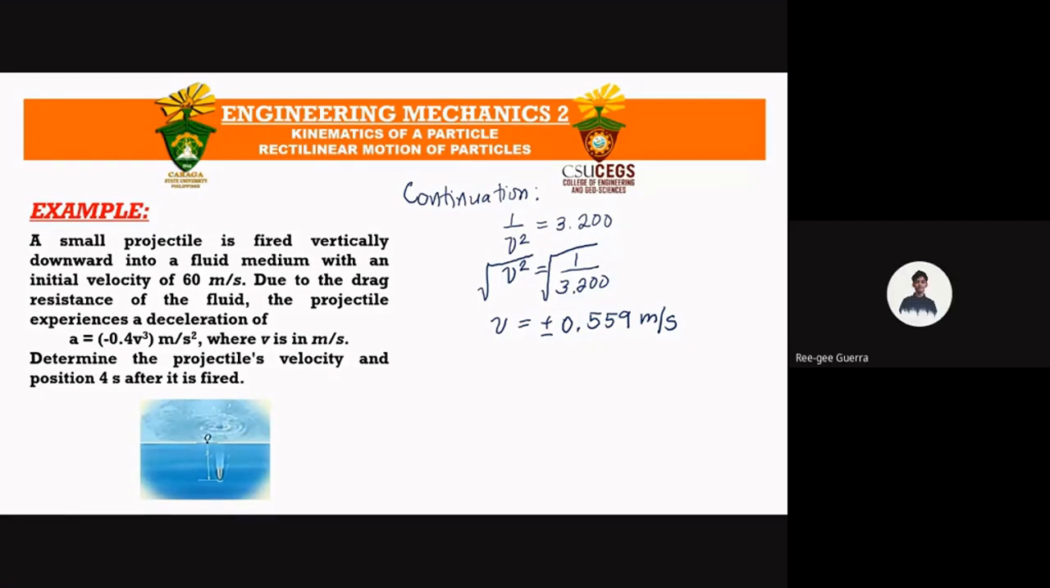Positive. Okay, Gera. Since we assumed downward is positive. Okay, that is correct. Since we assume that downward is positive, therefore the value we will use is the positive value. If it were negative, it means our final answer would be 0.559 meters per second upward. But since the motion of our projectile is downward, the answer we will use here is positive 0.559.